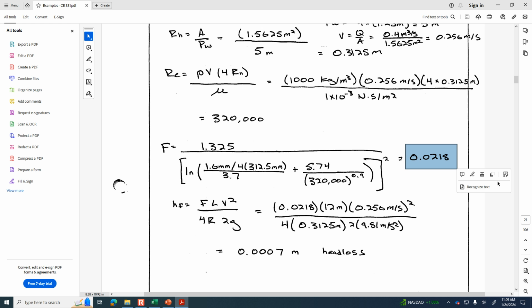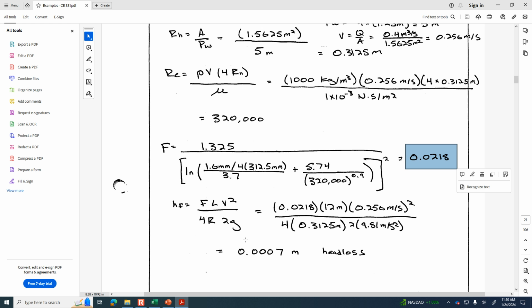Water's flowing pretty slowly through this culvert, and that's why we have such a minimal head loss. When you've got a velocity of less than 1 meter per second and a relatively large cross-sectional area, then you're not going to have a lot of energy loss through that culvert. But that gives you a sense for how to handle it when you have a non-circular conduit.